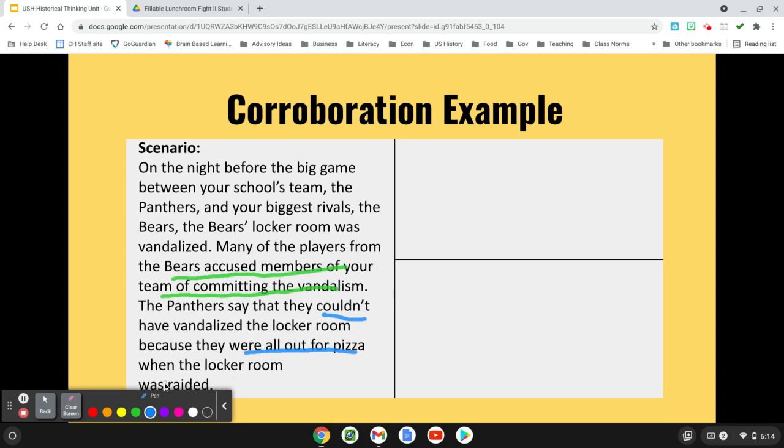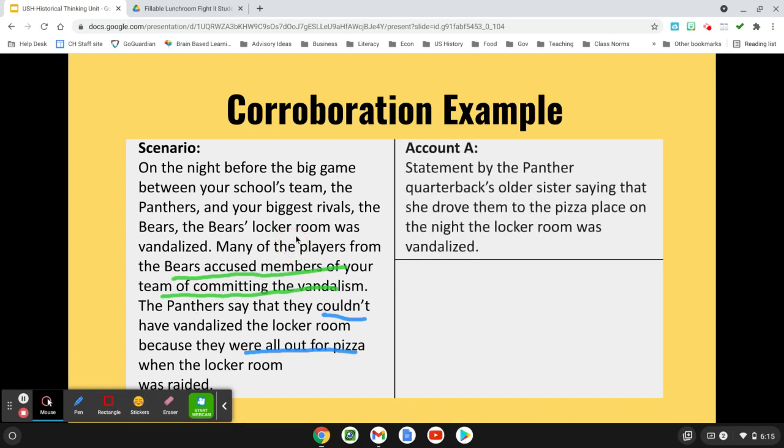So there are two different claims going on. The Bears think the Panthers did it, and the Panthers are saying they weren't the ones. In order to figure out what really happened, we would try to gain some evidence about this event. Account A is a statement by the Panthers quarterback's older sister saying that she drove them to the pizza place on the night the locker room was vandalized. Her piece of evidence backs up what the Panthers are saying because she is corroborating that. It's agreeing with their statement.